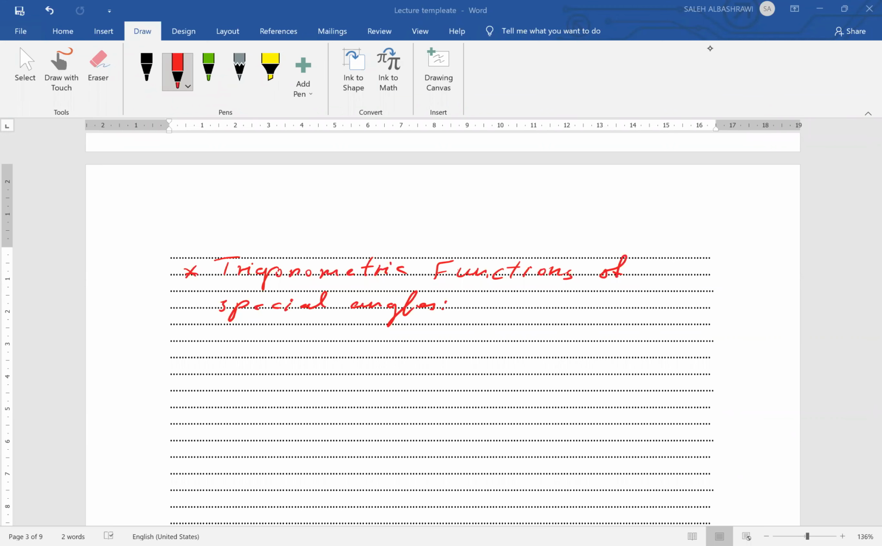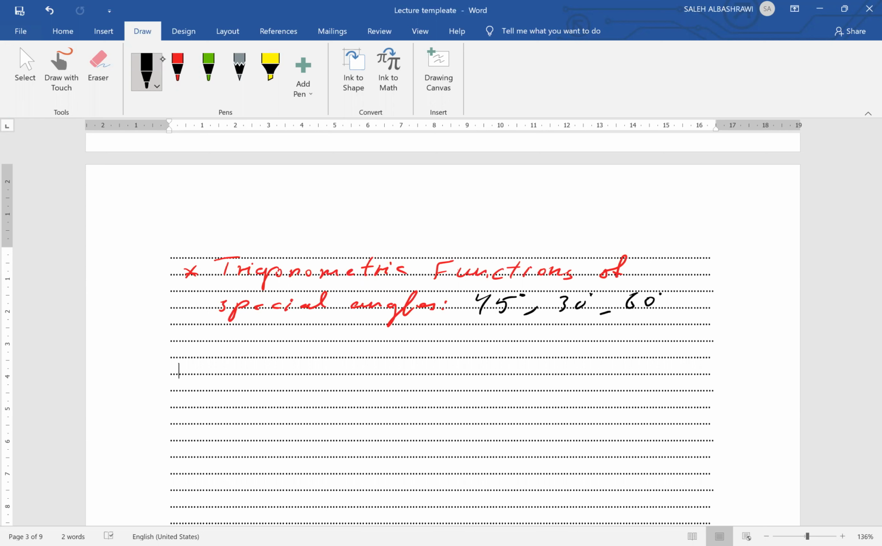Bismillahirrahmanirrahim. Still, we are speaking about the trigonometric functions of acute angles, and this is the third part. In this part, we are going to speak about the trigonometric functions of special angles. By special angles, we mean the angles 45 degrees, 30, and 60. We are going to find the trigonometric functions of these three special angles. Let's start with the 45.